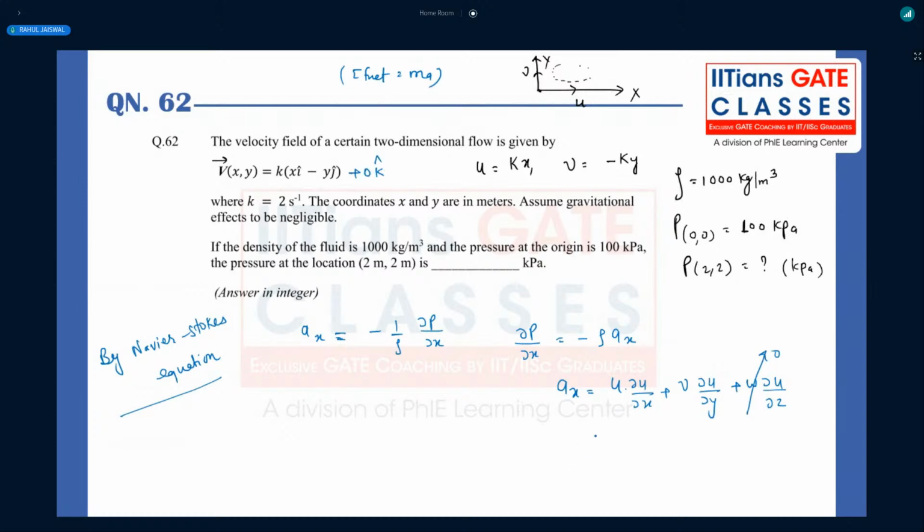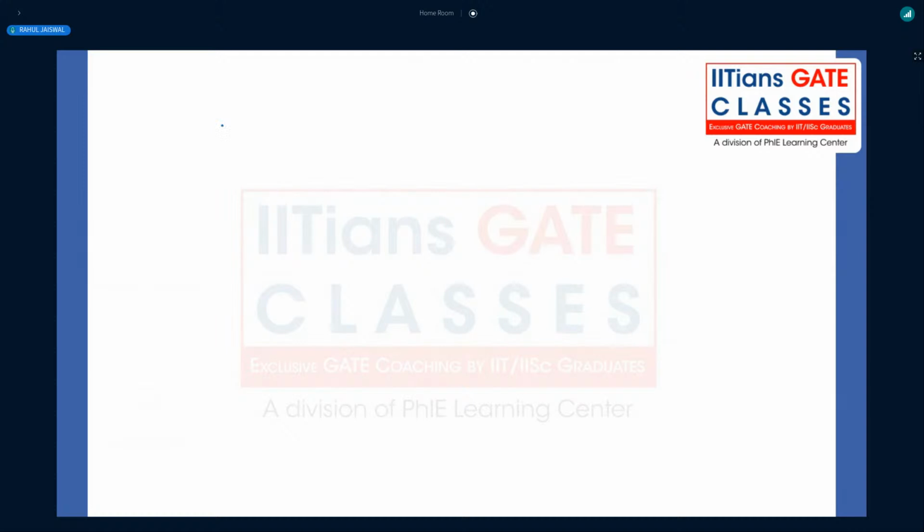So we only need to think of u, that is given as kx. Dou u by dou x is k. Minus ky, dou u by dou y: there is no variable y in the u component, so that will be 0. So ax will be k squared x, right? So dou p by dou x we can finally write as minus rho into k squared x. Similarly, dou p by dou y can be written as minus rho into ay.